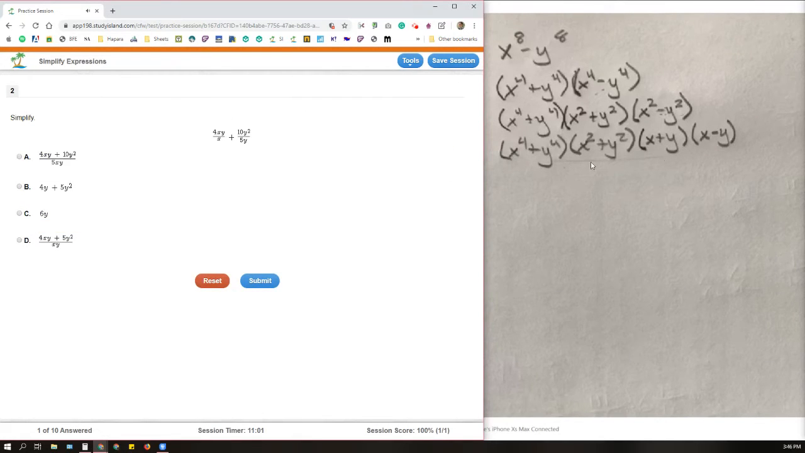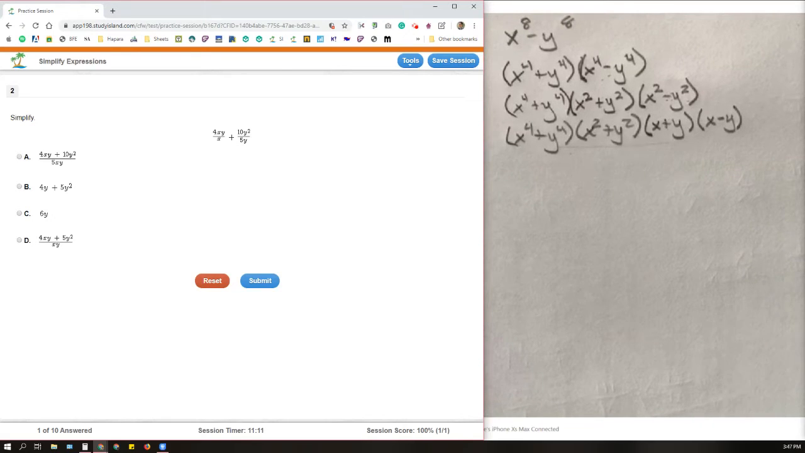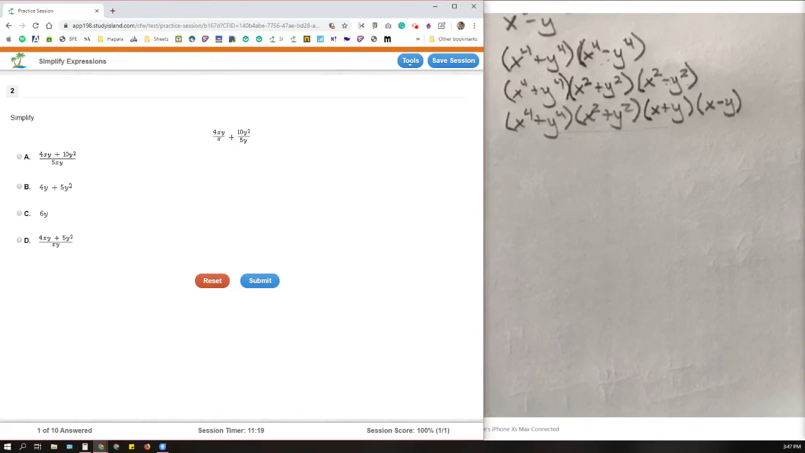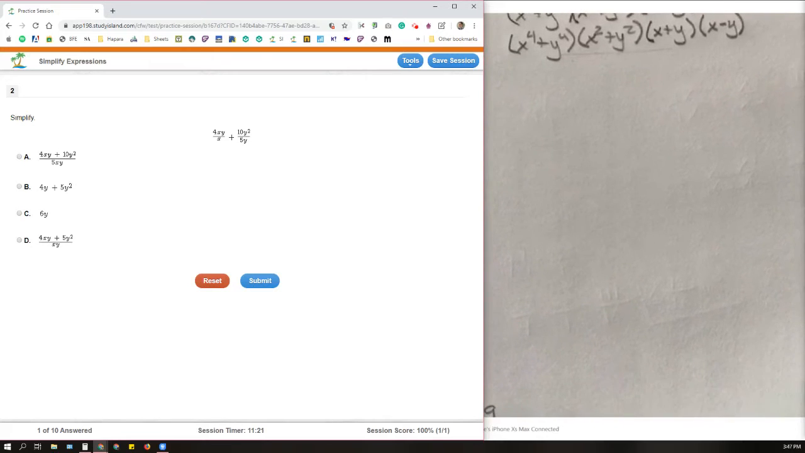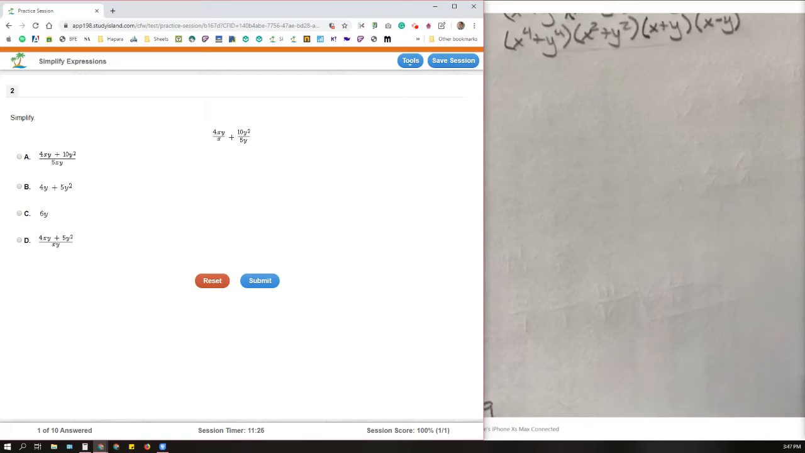All right, let's simplify this problem. We've got two fractions. We have 4xy over x plus 10y squared over 5y. The first thing you should look to do when you are adding fractions together is make common denominators. But something else that you should look to do when you are adding fractions is to simplify them first. Sometimes you can make the problem much easier on yourself when you do that. So let's go ahead and try and simplify both these fractions before we add them.